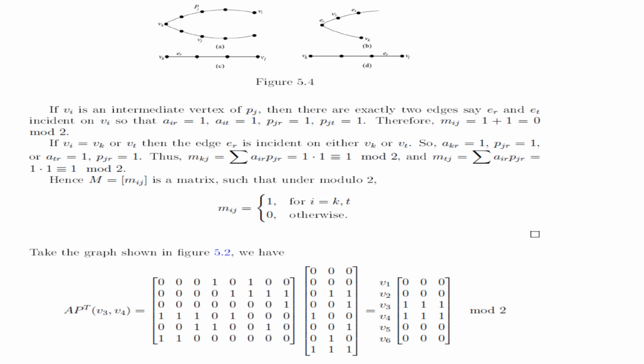Take the graph shown in the figure below. We have A into P transpose of V3 V4, which is equal to the given matrix modulo 2.